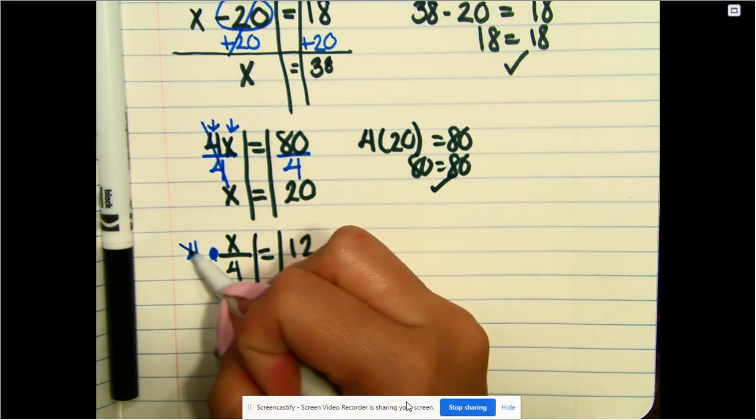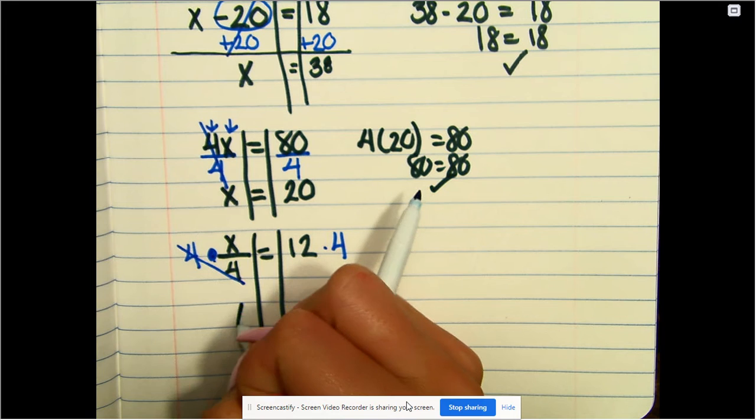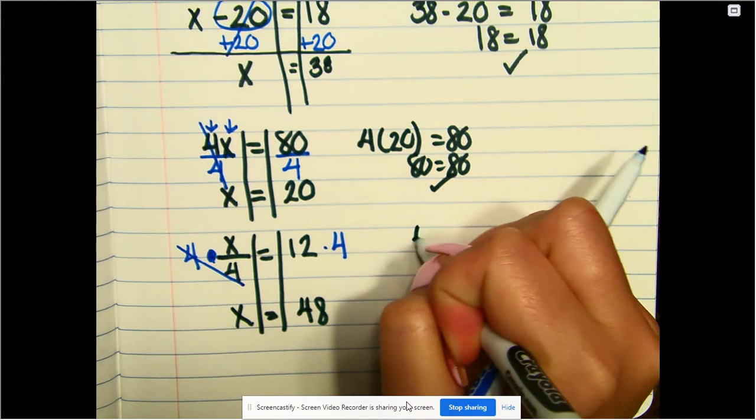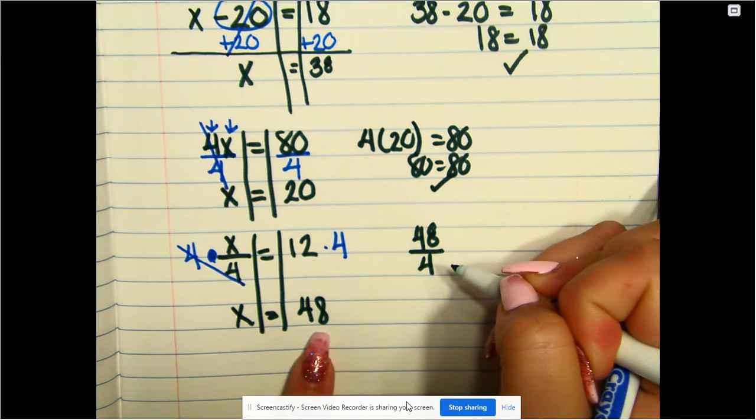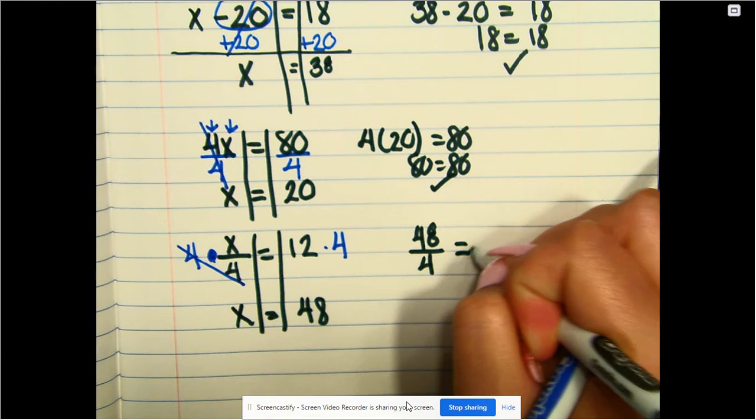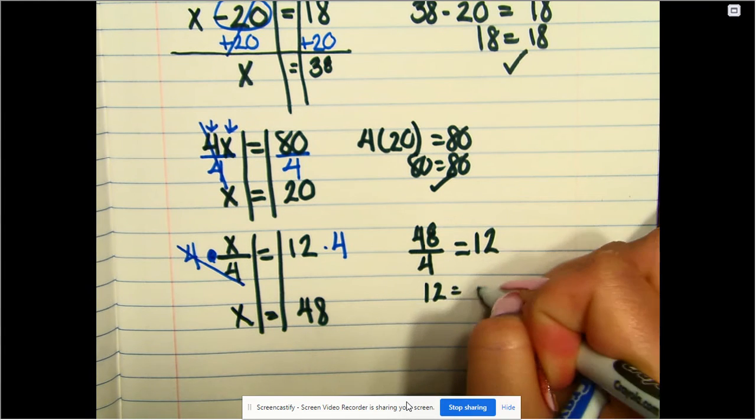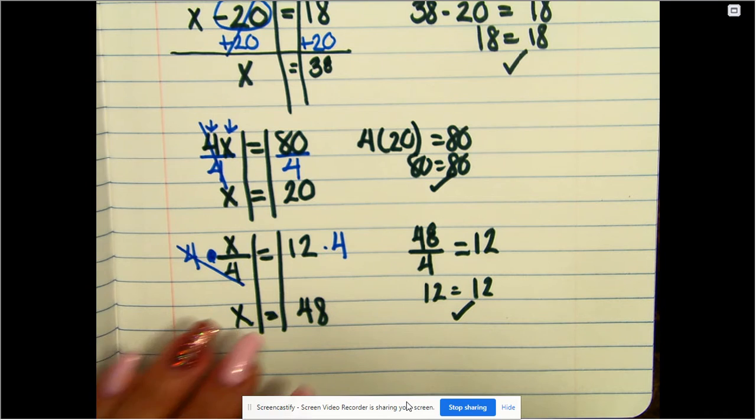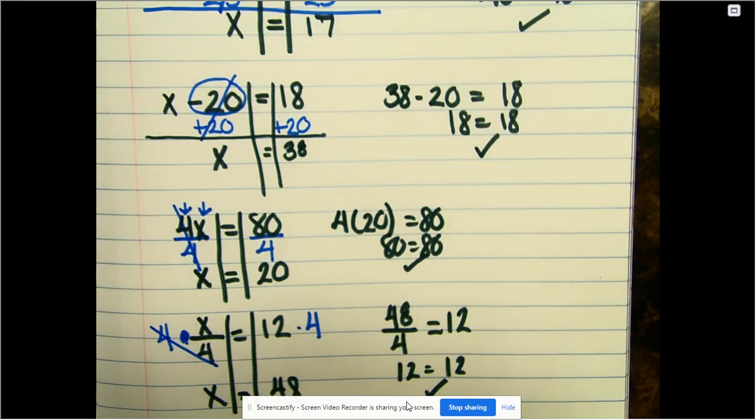4 divided by 4 is 1, so that creates a 0 pair, and you're just left with x. 12 times 4 is 48. And to figure out if you got the right answer, you can always take 48 divided by 4. Again, I'm taking my x value, replacing it where the x variable was, and seeing if I get the answer I was supposed to. 48 divided by 4, in fact, is 12. So this particular solution is correct.